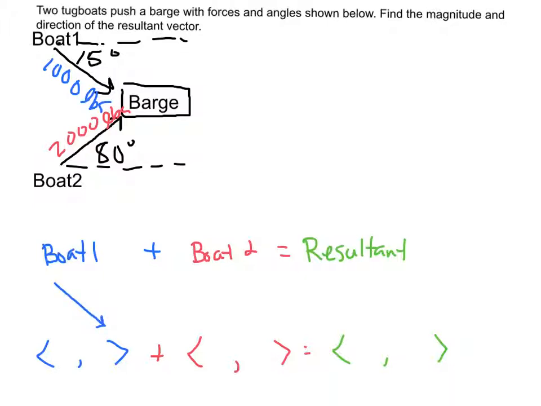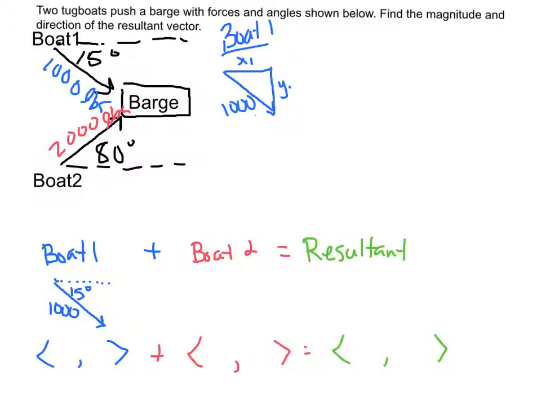Here's our first vector. It's got a 15-degree angle, and it has a 1,000-pound force acting upon it. So I'm kind of running out of room down here. We'll figure out boat 1 up here. Let's start fresh. So we've got 1,000. We're going to have our x component, we'll call this x1. Then our y component, we'll call that y1.